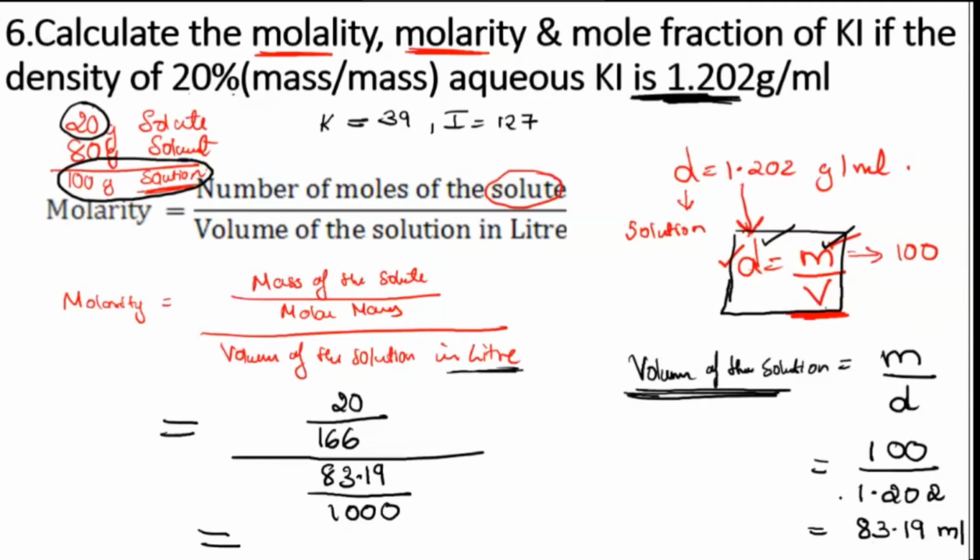Now this ml has to be converted into liter. You know 1 liter is 1000 ml. So 83.19 ml will be how much? Divide by 1000. So we have divided by 1000, and then the final answer. How much is it? 1.44. Yes, correct. Very good.